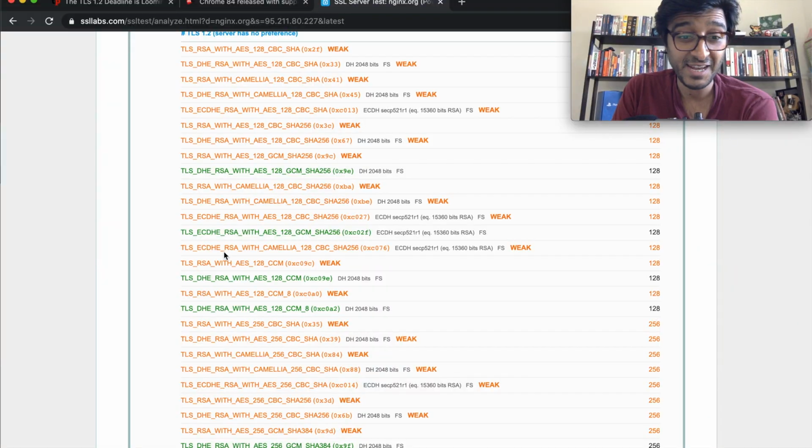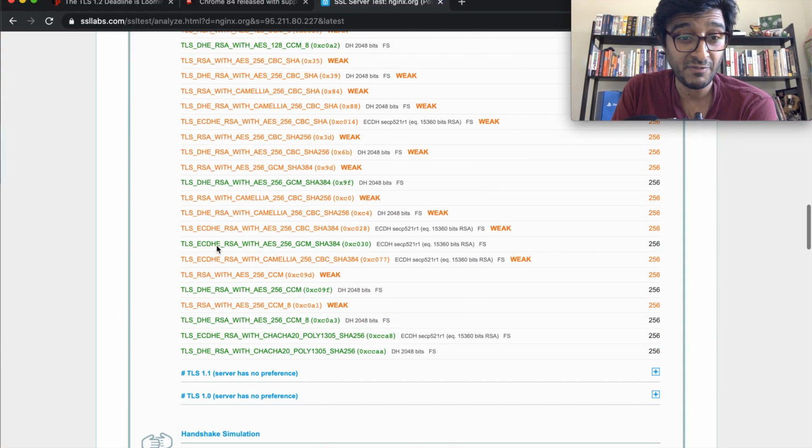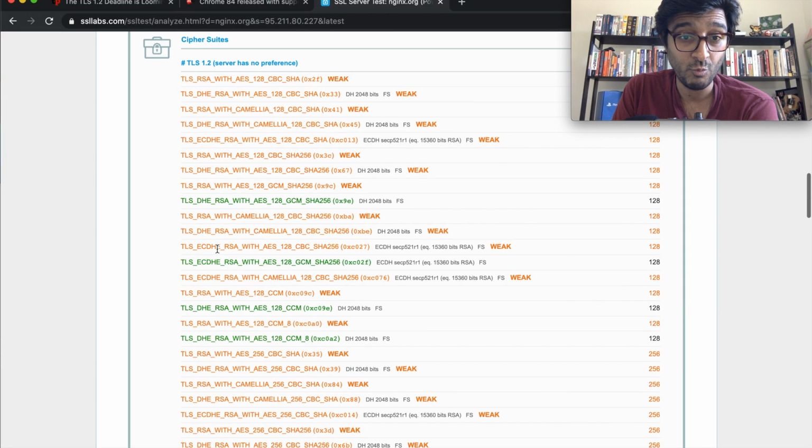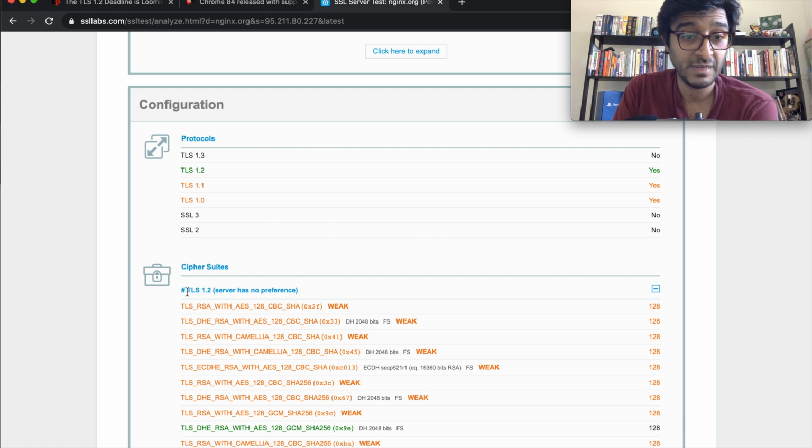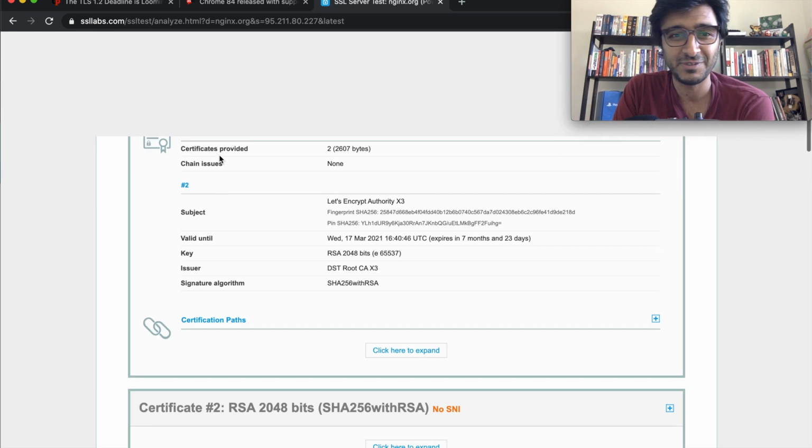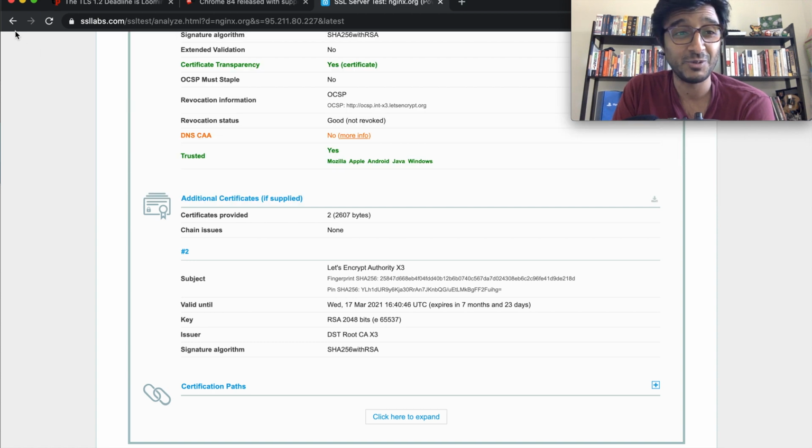Okay, so you can see some of them are weak, some of them are strong. Looks like we need to take a closer look at this, but this is the sad part: nginx doesn't support TLS 1.3. It's been a year like that since I started dabbling with this. Every time I want to test, I go to nginx.org, and they still don't support that stuff.